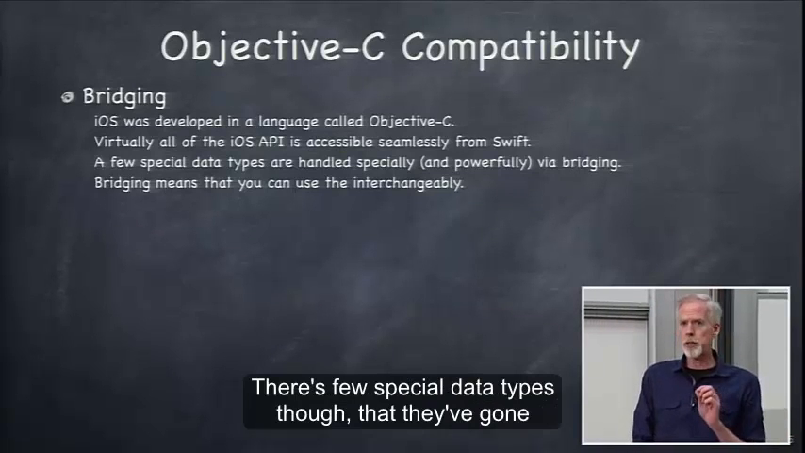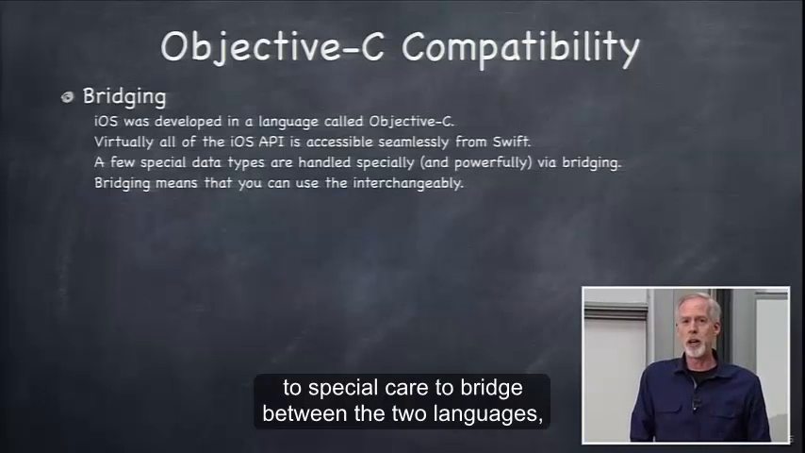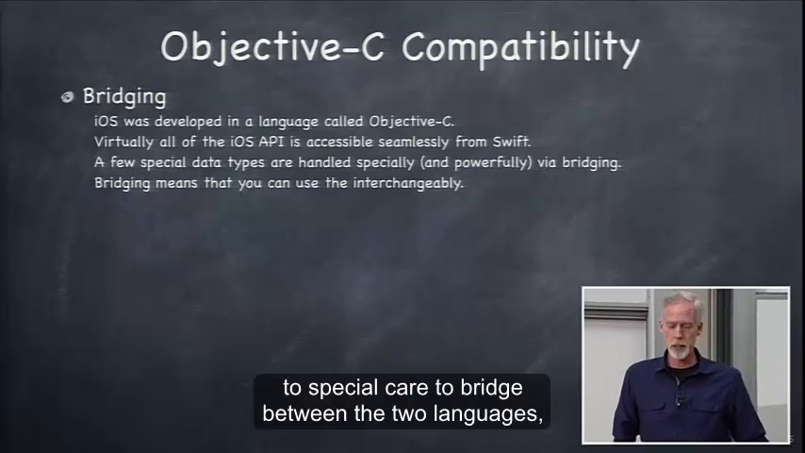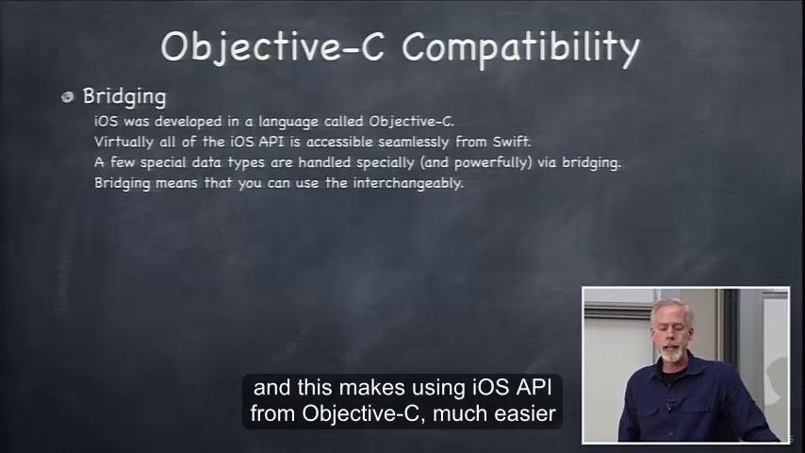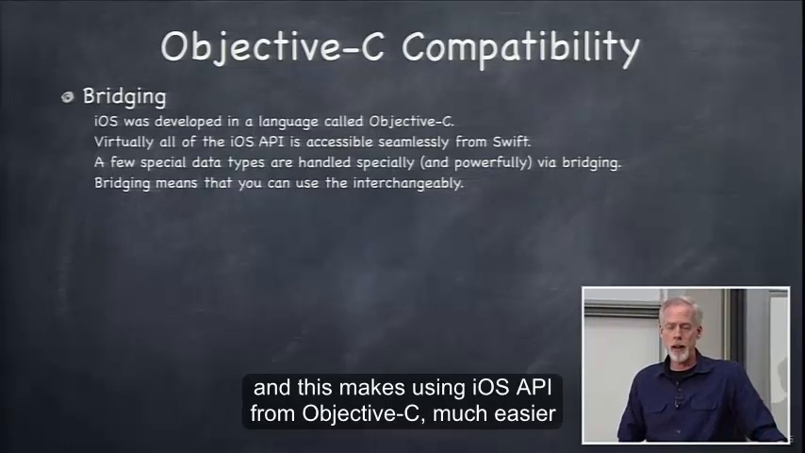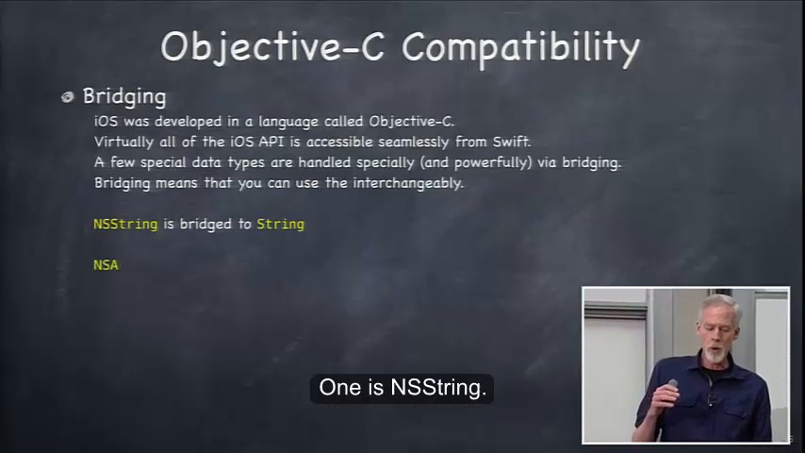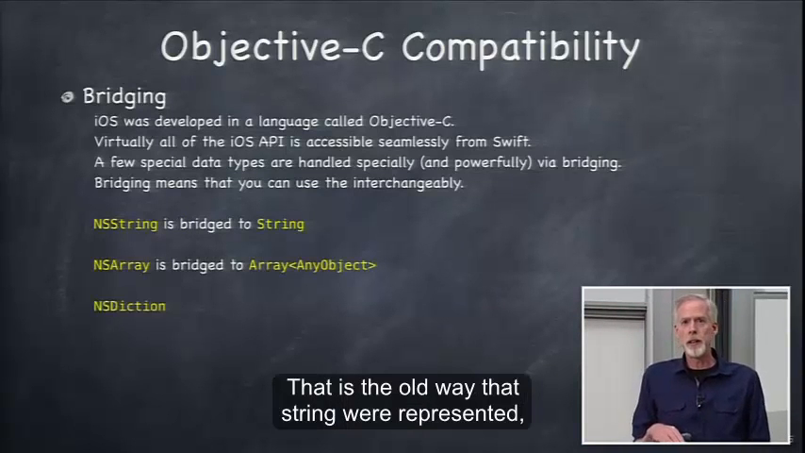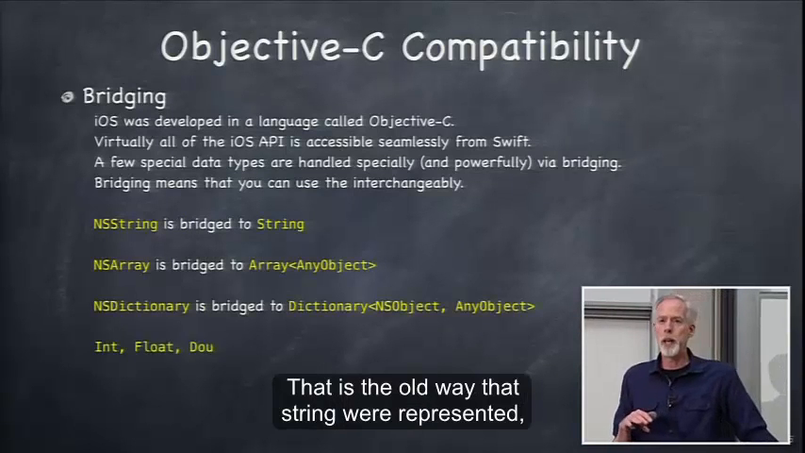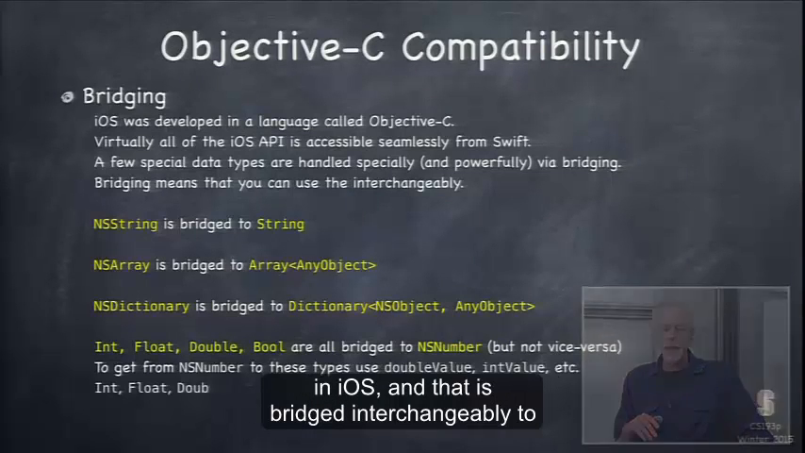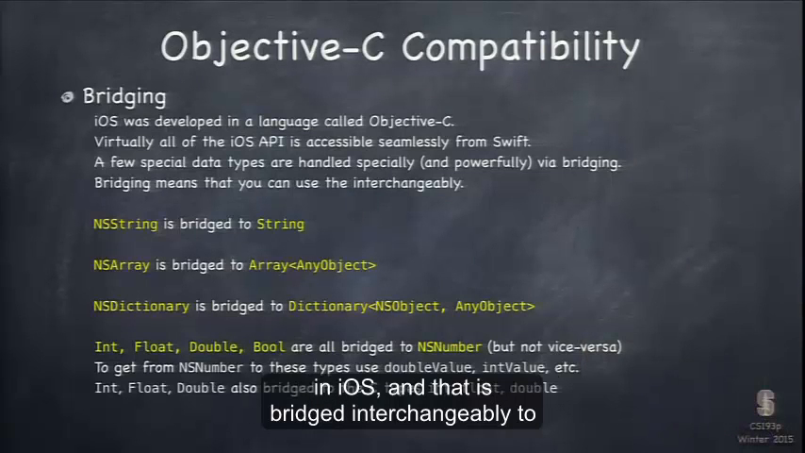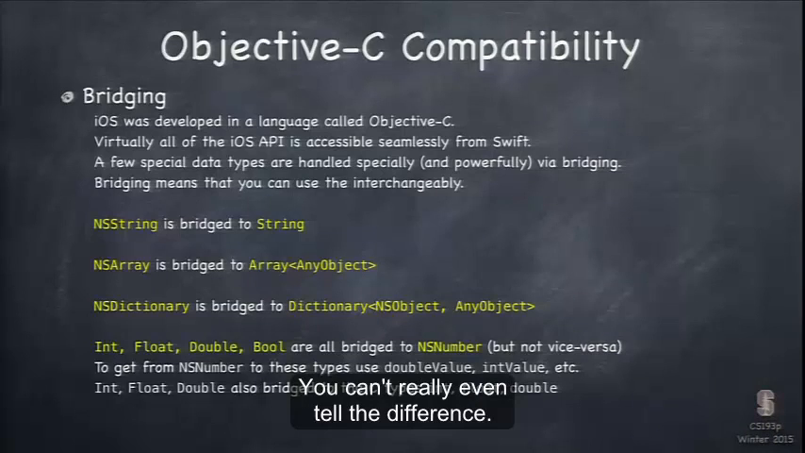There are a few special data types, though, that they've gone to special care to bridge between the two languages. And this makes using iOS APIs from Objective-C much, much easier in Swift. And so I'm going to talk briefly about those. One is NSString. That is the old way that strings were represented in iOS. And that is bridged interchangeably to Swift's String. You can't really even tell the difference.